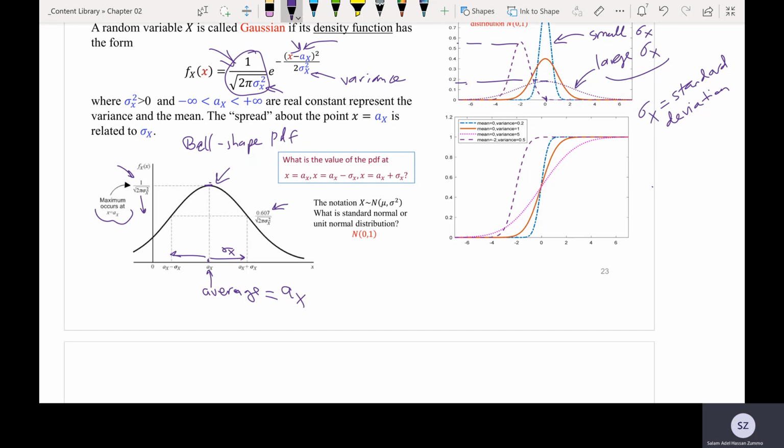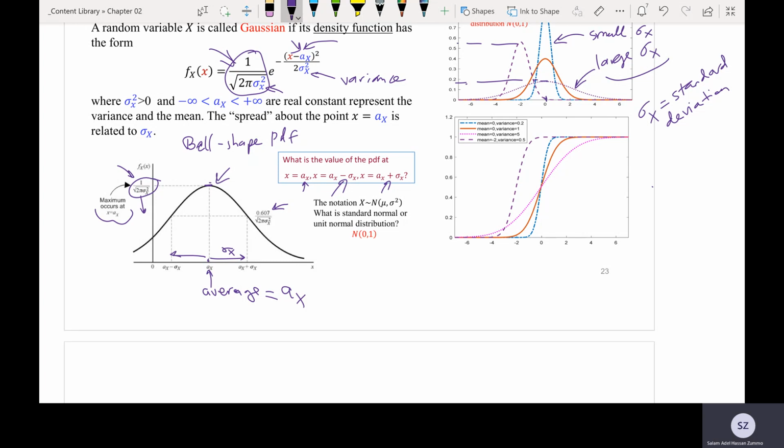Now, what is the value of the PDF at x equal to the average? If I put x equal to the average, what do I get in this exponential? Exponent 0, so the exponential will be 1. So what is the value of the PDF at x equal to the average? It is this, which is the maximum, right? It is this value: 1 over the square root of 2 pi sigma x squared. Now at the average minus sigma x and the average plus sigma x, as we mentioned, it is 0.607 of the same amount.